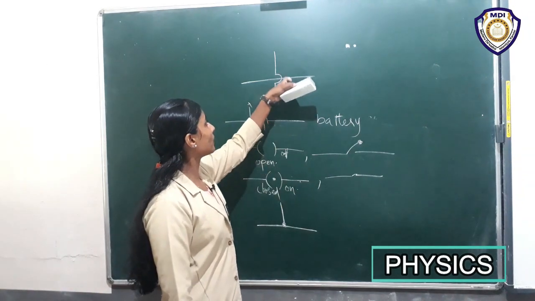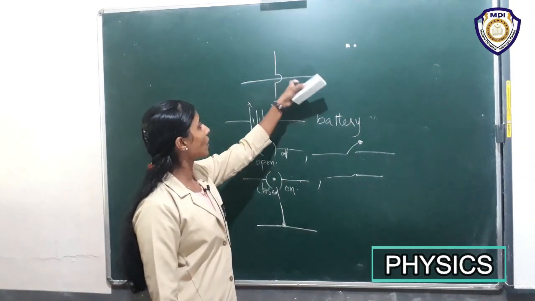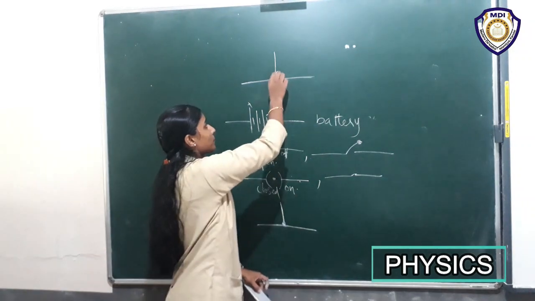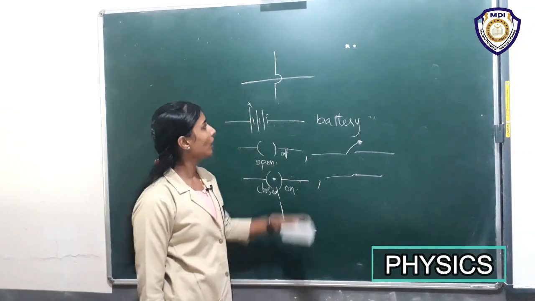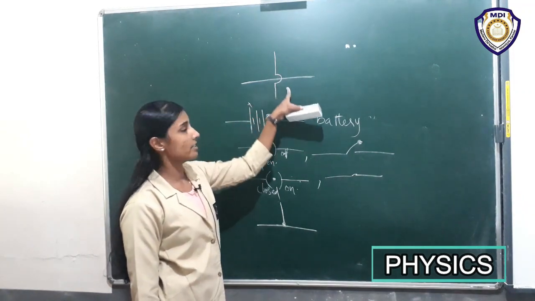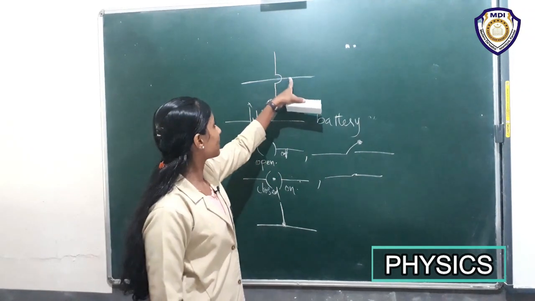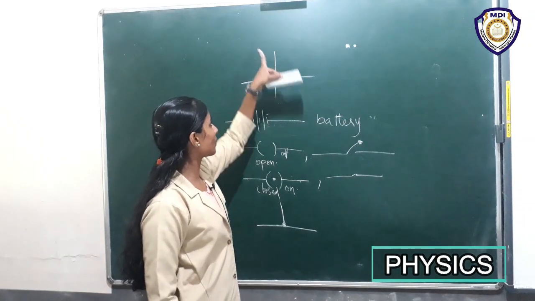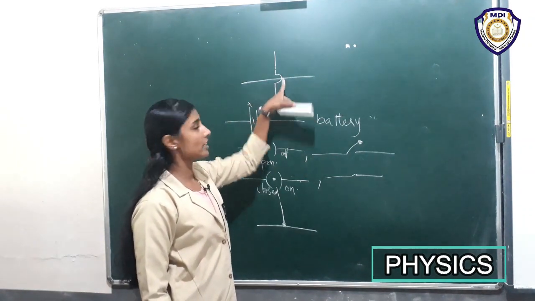These two wires are not joined in this position, right? So here there is no joining between these two wires. This one is independent and this one is also independent.